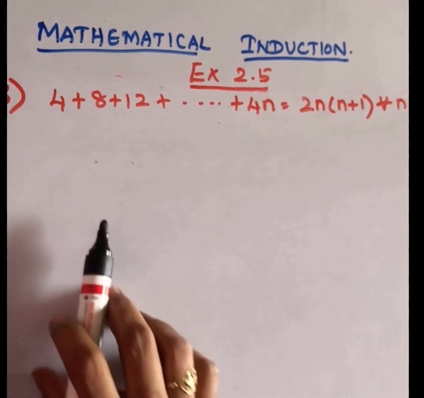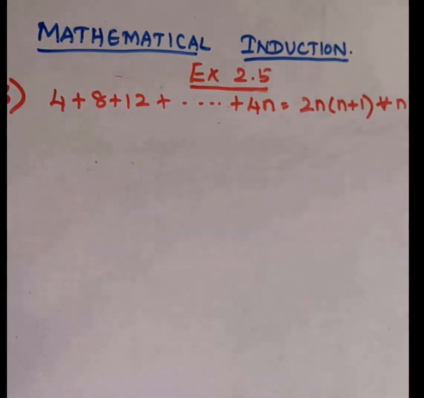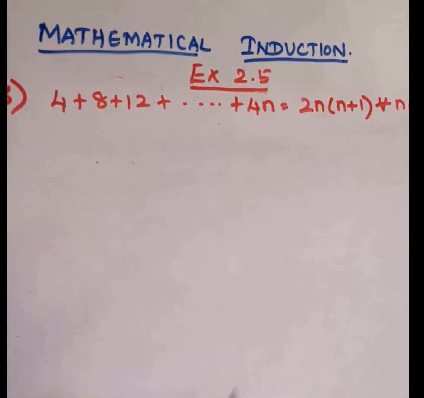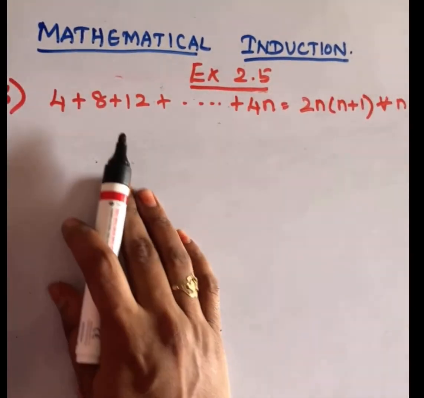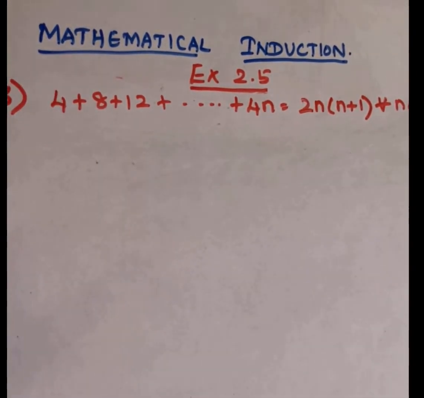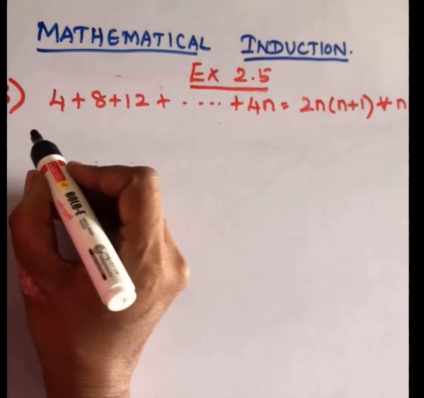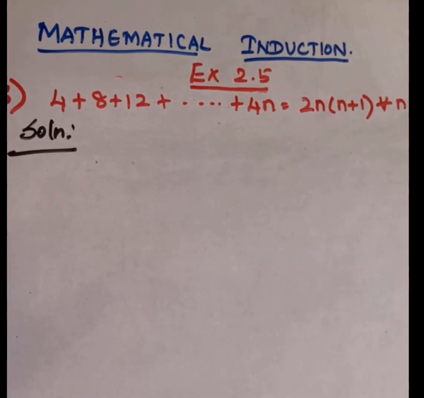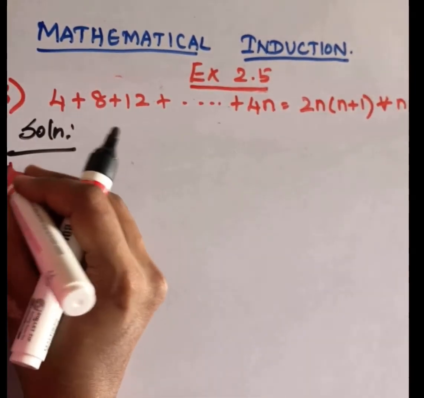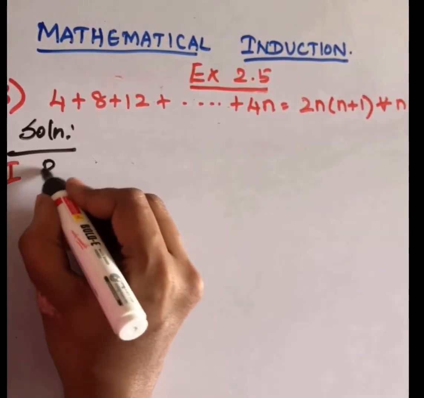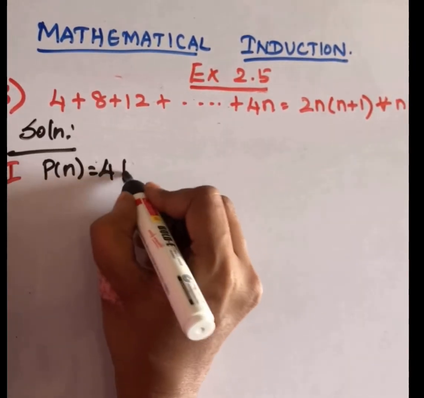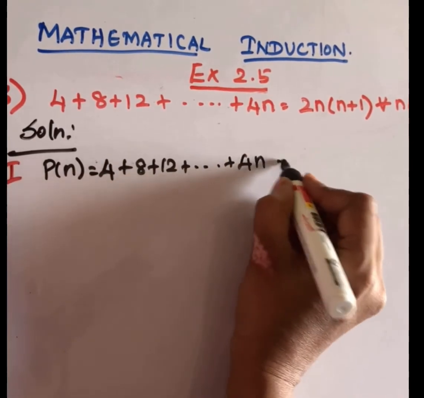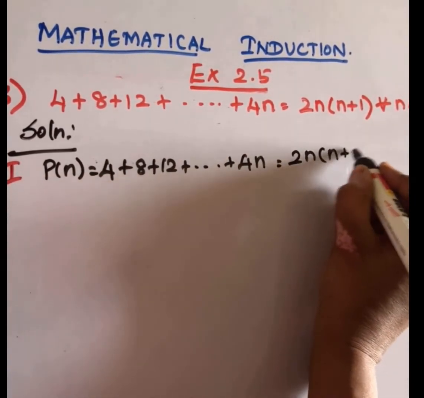Third one, 4 plus 8 plus 12 etcetera up to 4n is equal to 2n into n plus 1 for all n belongs to N. We have to prove this statement using the induction method, mathematical induction. Okay, so the solution, what is our first step? We have to write P of n. That is P of n is equal to 4 plus 8 plus 12 etcetera up to 4n is equal to 2n into n plus 1.